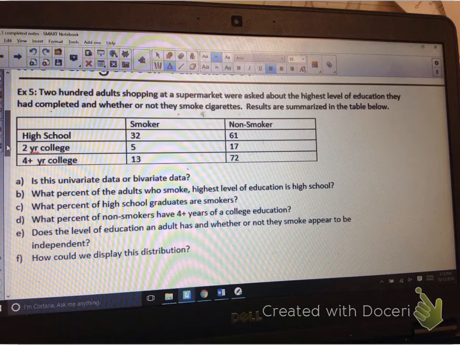My next question here in part A, is this univariate data or bivariate data? I'm not going to write all of these down, so you may have to pause so you can write it down. This is what we call bivariate data. We're dealing with 2 different categorical variables. The level of education, and whether or not people are smokers or not.